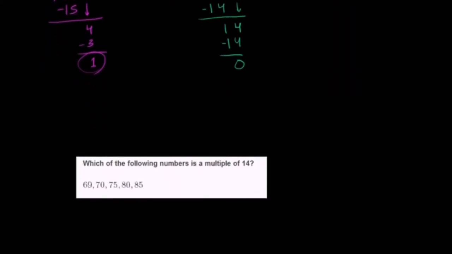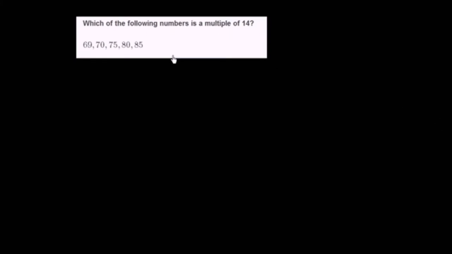Let's do one more. Which of the following numbers is a multiple of 14? So now we have 14 and we're trying to think of its multiples. So there's two ways of doing this. You could go number by number and try to divide 14 into them, or we could just try to figure out what all of the multiples of 14 actually are. So let's try to do that. Let's try to do that second technique.